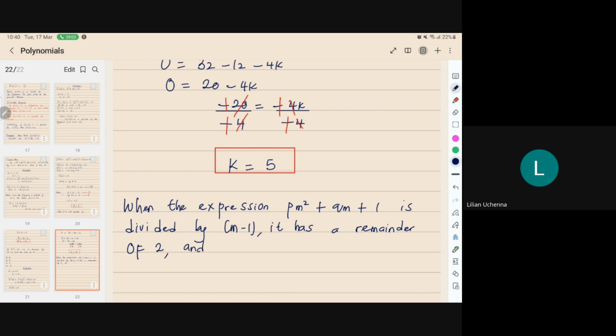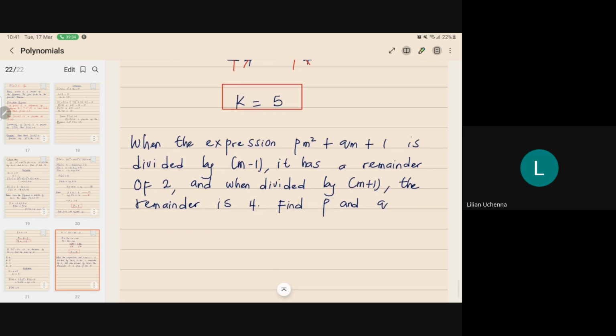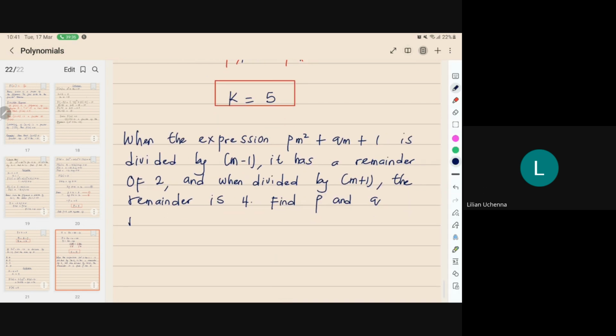And when divided by m plus 1, the remainder is 4. The remainder is 4. It says find P and Q, find P and Q respectively.